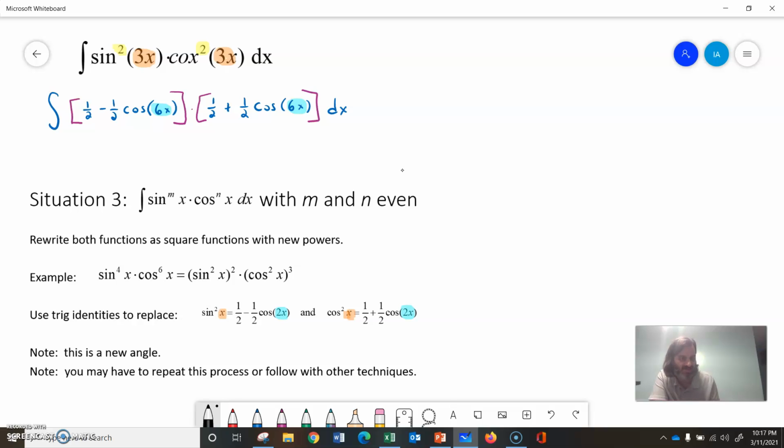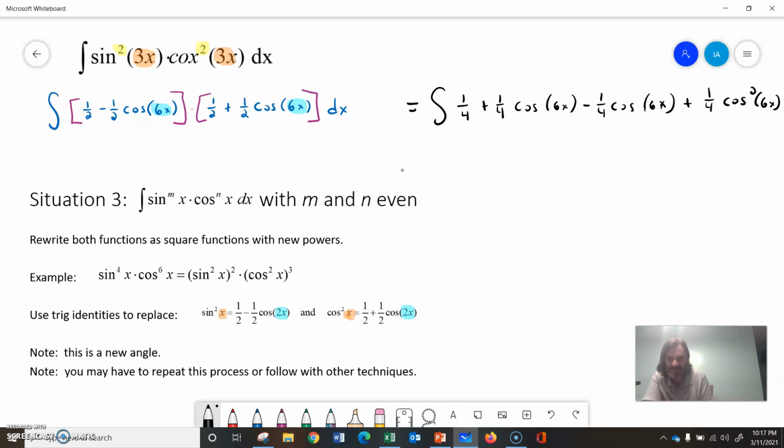So I've got a binomial, 1/2 minus 1/2 something, times 1/2 plus 1/2 something. So let's see, that's going to be the integral of, FOIL. 1/2 times 1/2 is 1/4. 1/2 times 1/2 cosine of 6x. I'll just go ahead and write it. So that'll be plus 1/4 cosine of 6x. That's the outer, but the inner is negative 1/4 cosine of 6x. So those are going to cancel out, but the last is going to be plus 1/4 cosine squared of 6x.